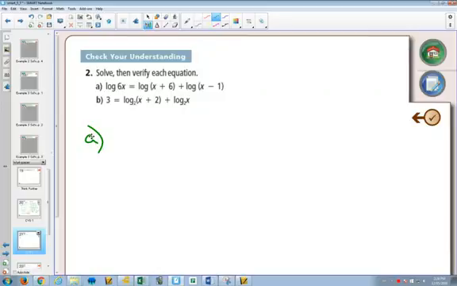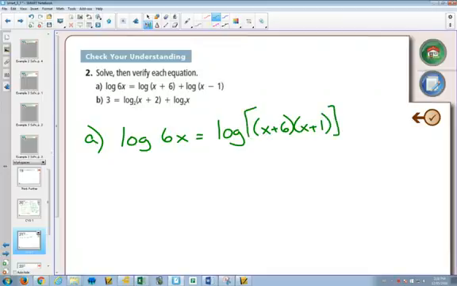So in part A, on the right-hand side, can you see that I'm adding two logarithms? Whenever you're adding two logs with the same base, that's the same as multiplying inside the logarithm. This one has the shortcut.